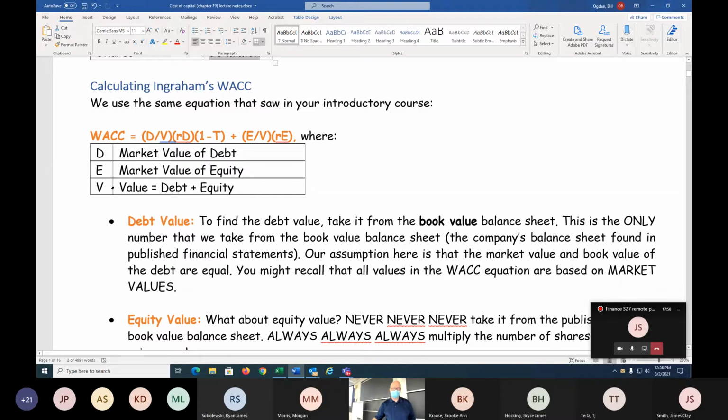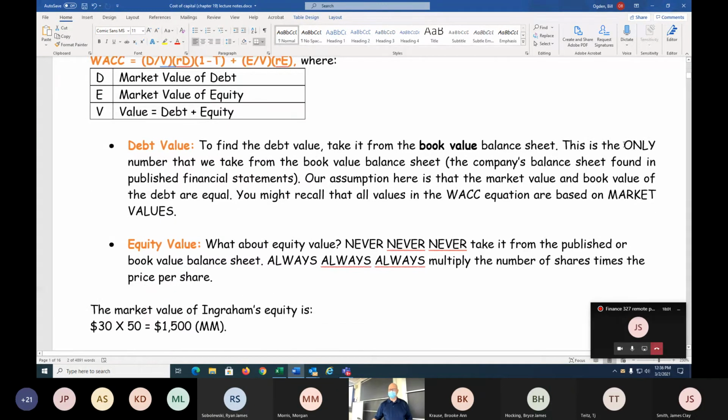Okay, the debt value. Can't emphasize this enough. To find the debt value, take it from the book value balance sheet. So what we are doing is using the book value as an estimate of the market value. We could reprice their debt, since interest rates have changed, but we're not going to do that. That's not for this class. When you take a fixed income course like 321, you'll be repricing debt. Now, that's their issue, not ours.